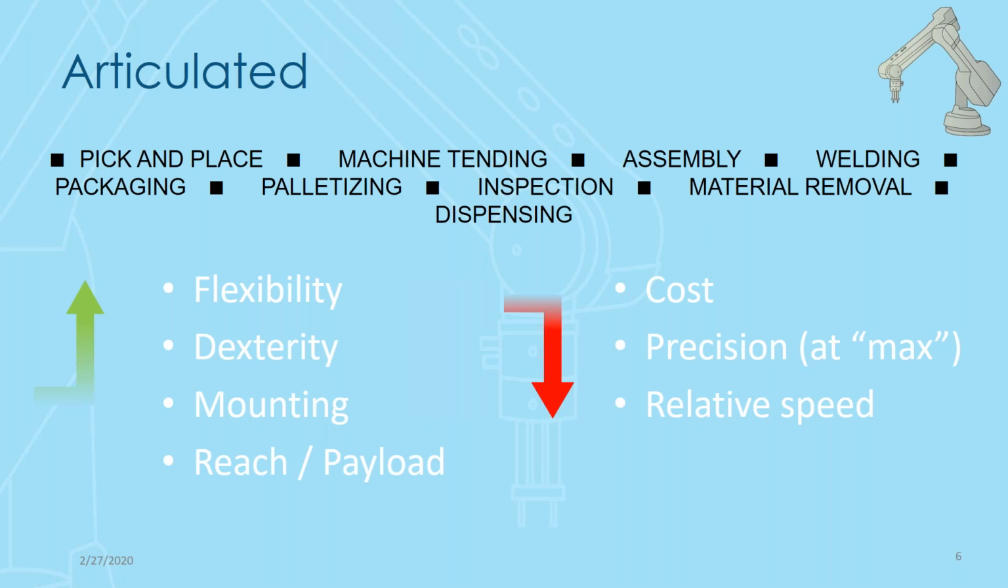And then you see speed there, which seems a little counterintuitive when you're talking about robotics and seeing speed as a negative. I say relative speed, because compared to other robots that really excel when it comes to high-speed applications, articulated robots do not excel in that same fashion, but are certainly fast in their own right.